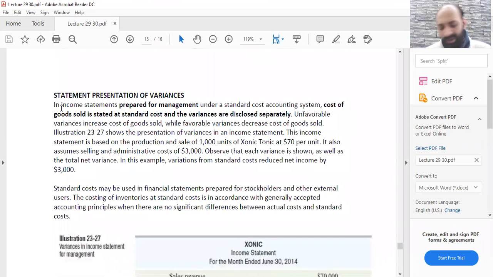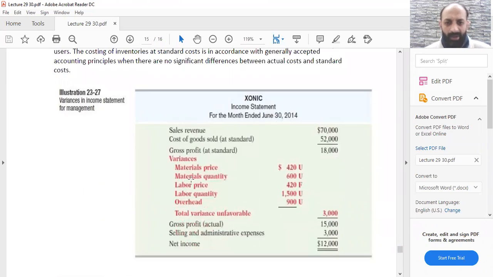We can also use these variances to make the statement presentation of variances. For example, the income statement: we know sales revenue, cost of goods sold. When we talk about cost of goods sold, we use the standard. What is the standard price into actual quantity? You get the cost of goods sold. So from this you get gross profit at standard.